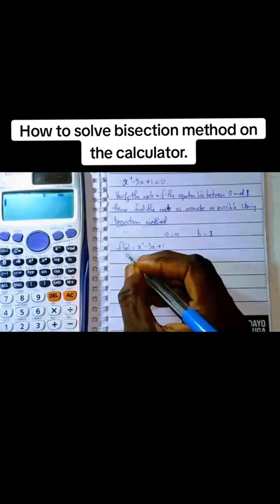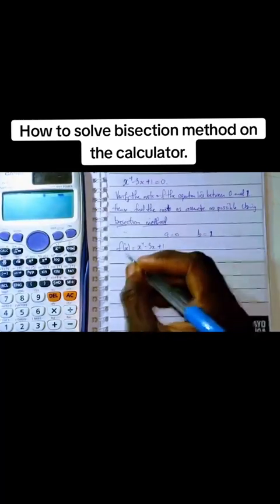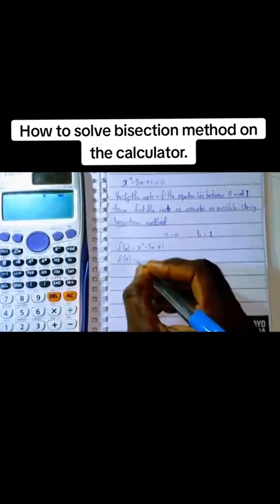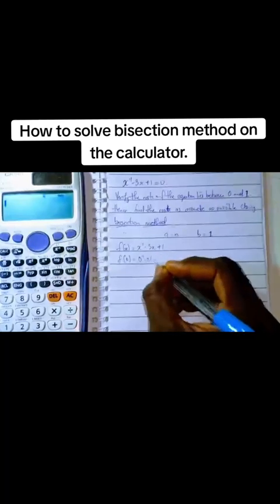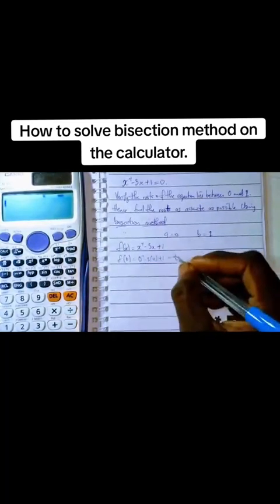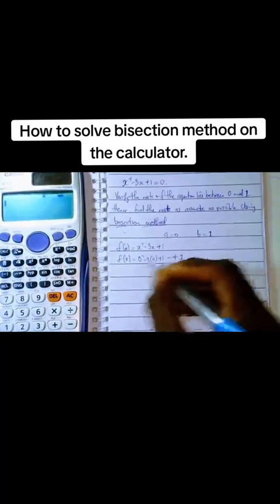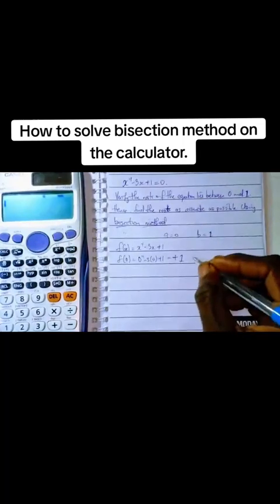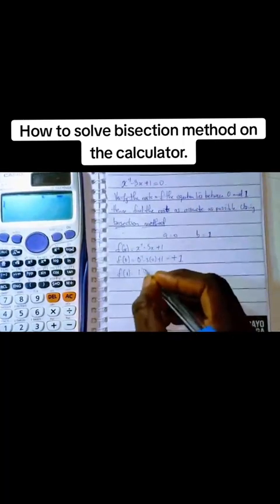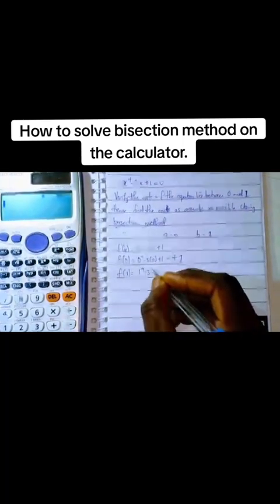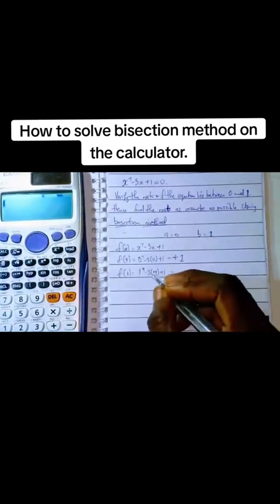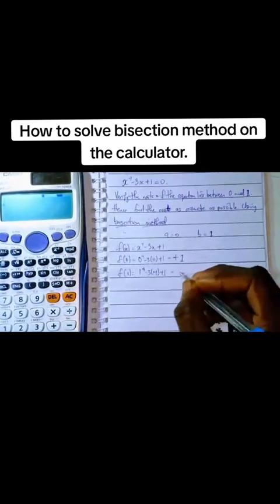At this point, you can find f of x when x equals 0, which gives us f of 0 equals 0 raised to the power 4 minus 3 of 0 plus 1, which gives us positive 1. If we repeat the same process for f of b, that will be f of 1 equals 1 raised to the power 4 minus 3 times 1 plus 1, which gives us a negative. Here you have 1, here you have 1, here you have minus 1.